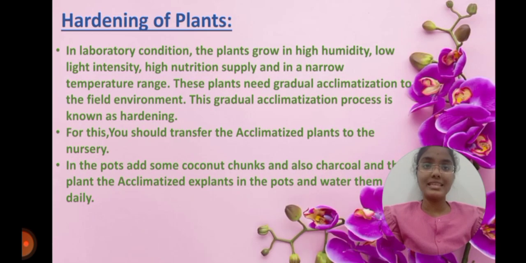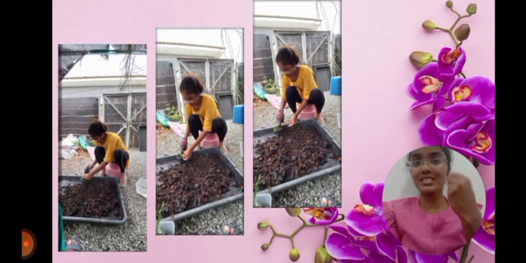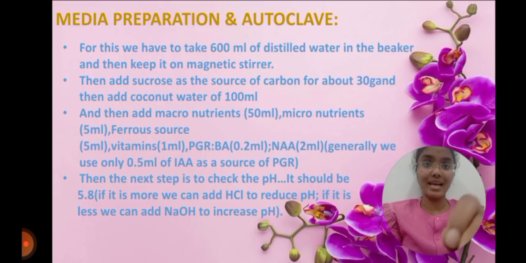And the next is hardening of plants. Hardening of plants is nothing but gradual acclimatization. For this, we have to transfer the acclimatized plants to the nursery. In the pots, we have to add some coconut chunks and also charcoal, and the acclimatized plants must be planted in those pots based on their sizes. These are the pics of hardening of plants.